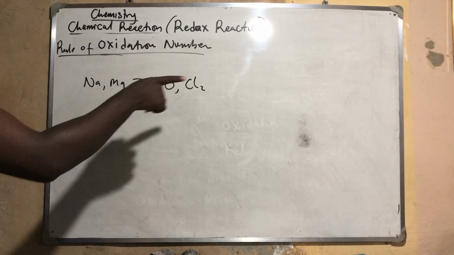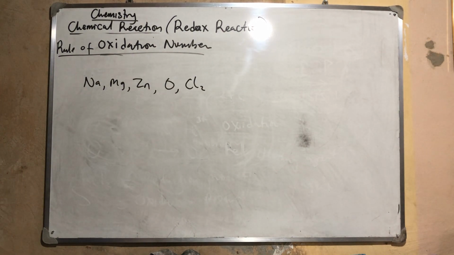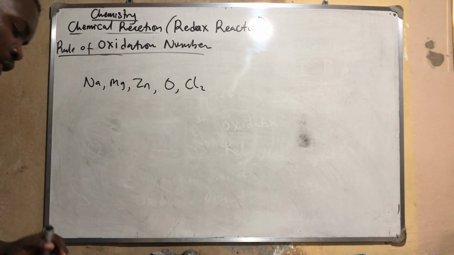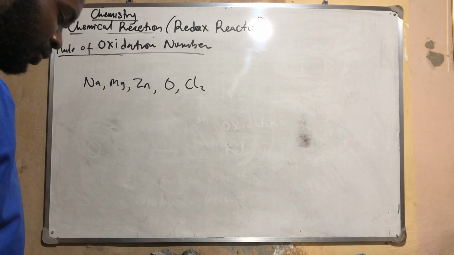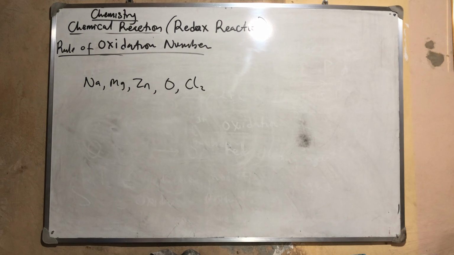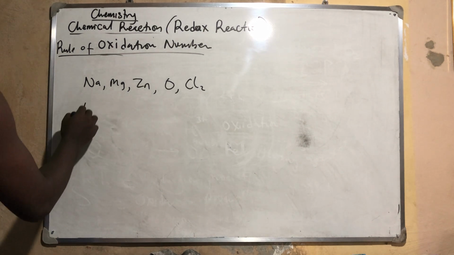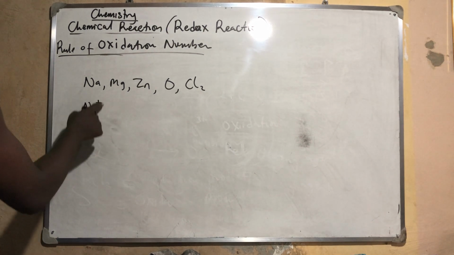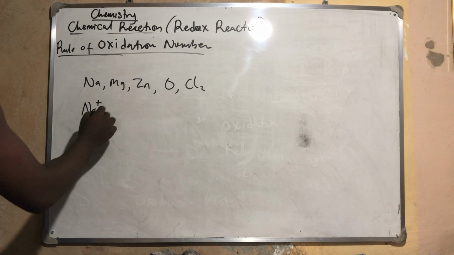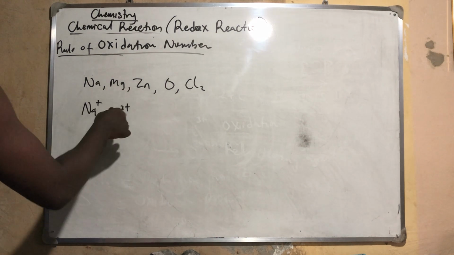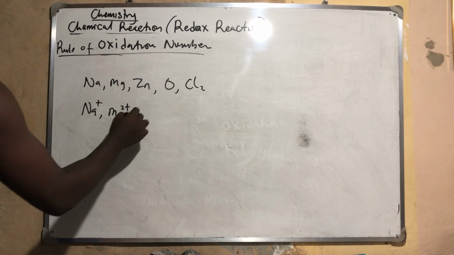The oxidation number of all these elements is 0, because they are standing alone. Number two says the oxidation number of a single ion is equal in size and sign to the charge of that ion. For example, if I change this to an ion, Na+, the oxidation number here is +1. Mg2+, the oxidation number here is 2+.